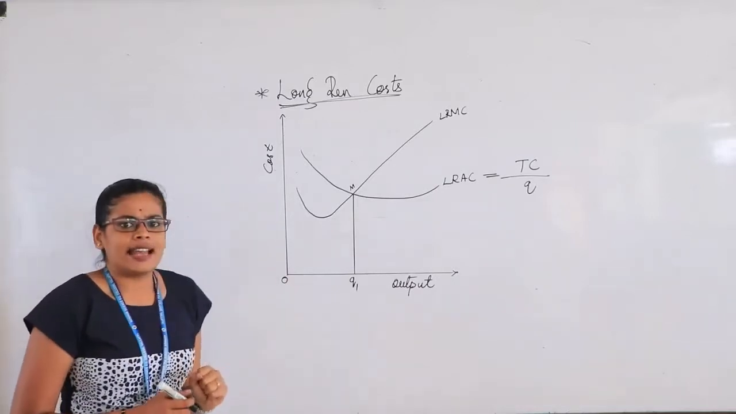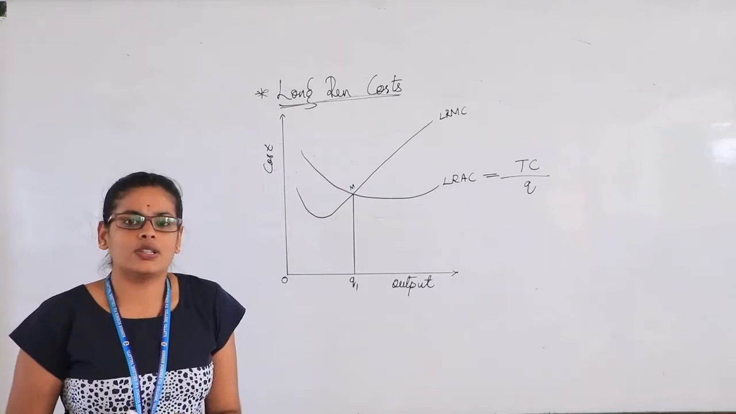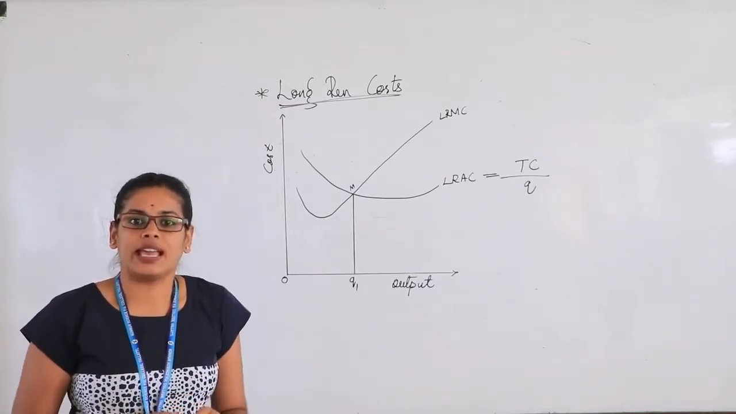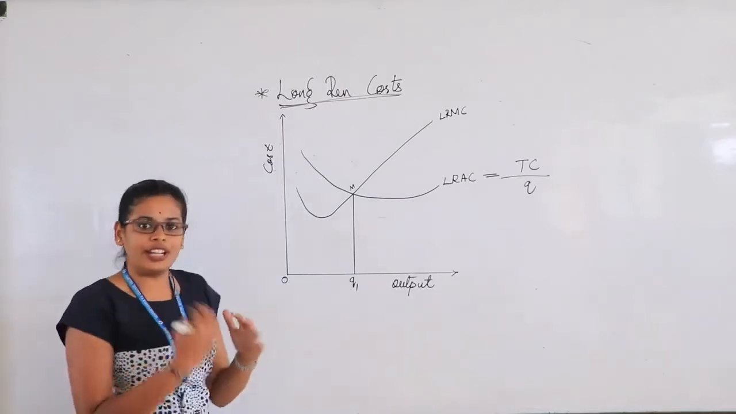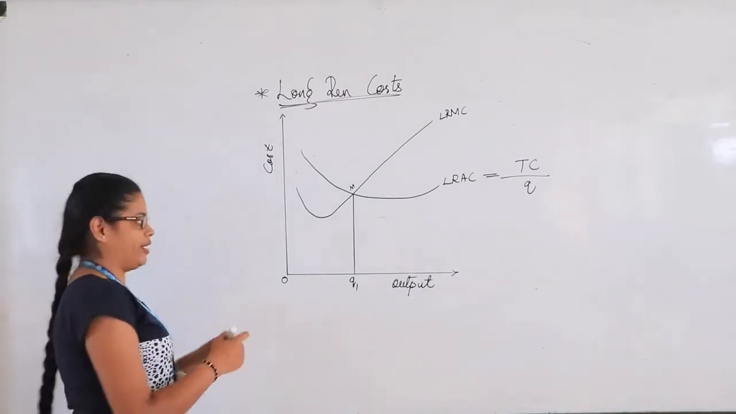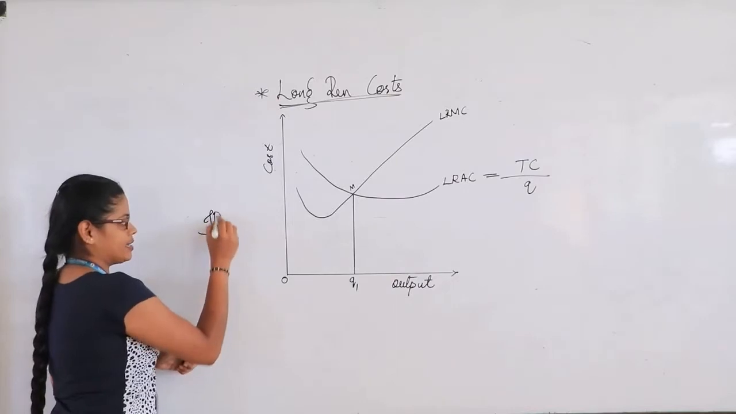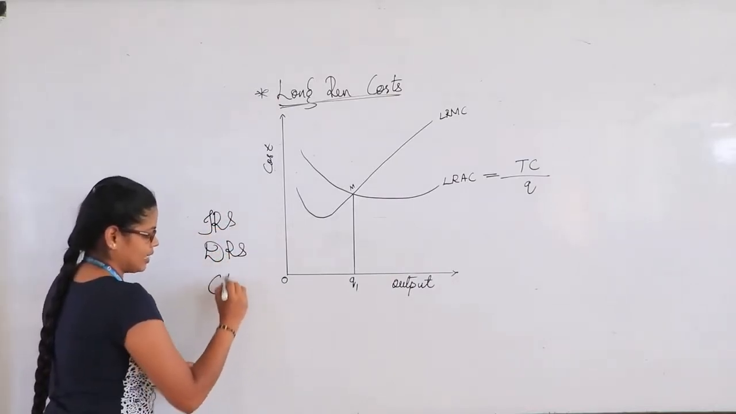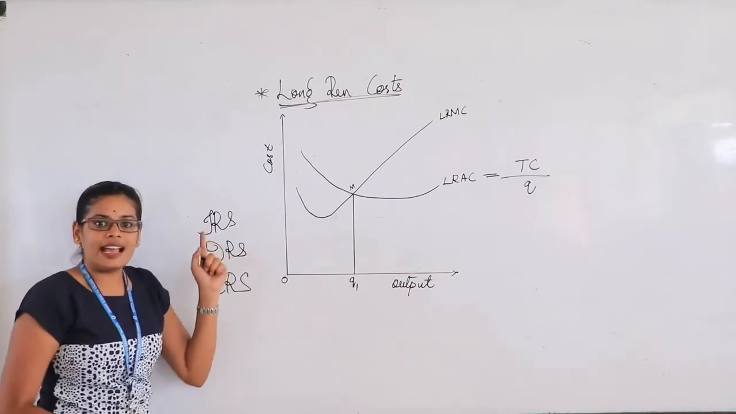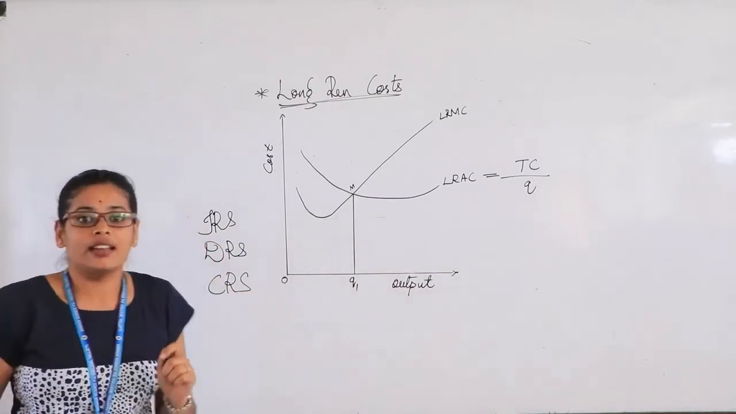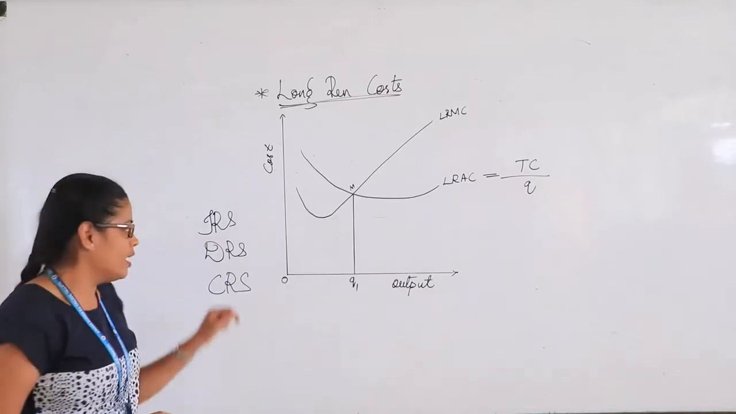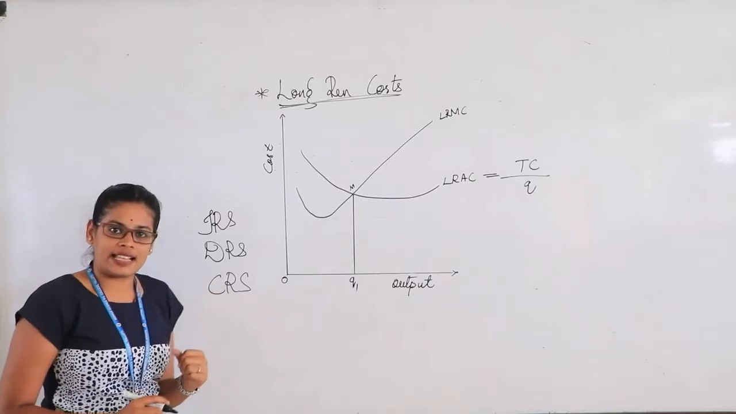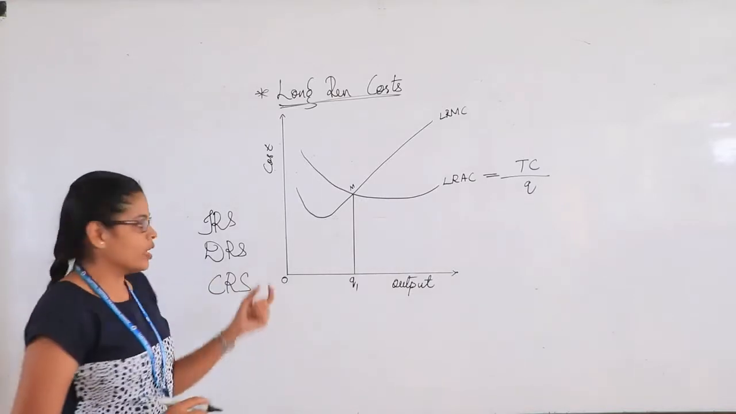And when we are understanding this long run cost, we also have studied returns to scale, right? In returns to scale, we have three different kinds, wherein we have seen IRS, DRS and CRS, right? So IRS stands for increasing returns to scale, DRS stands for decreasing returns to scale and CRS stands for constant returns to scale.